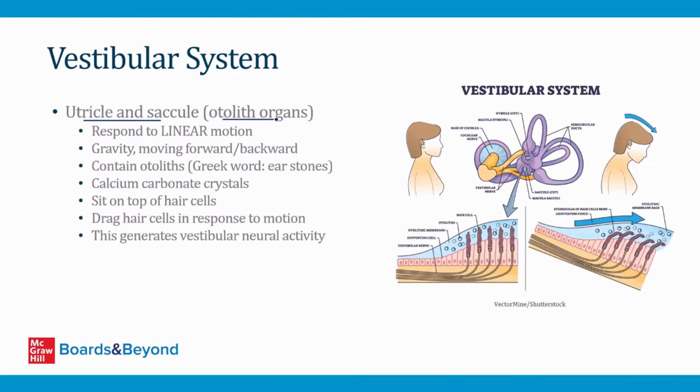These are called the otolith organs. So once again, let's look at my drawing on the screen here. This is the utricle right here that I'm circling, and this is the saccule right here that I'm circling. There are these two circular structures found near the bases of the semicircular canals. And the job of these two organs is to respond to linear motion. So, for example, gravity pulling you down or moving forward or backward.